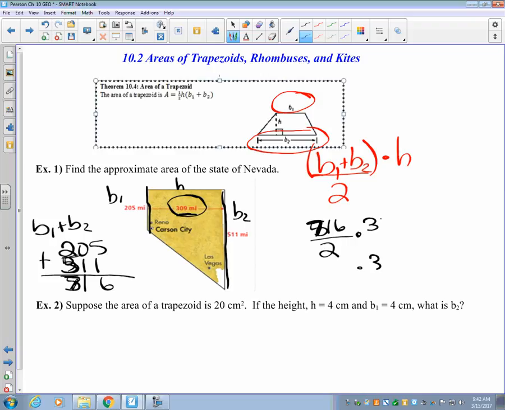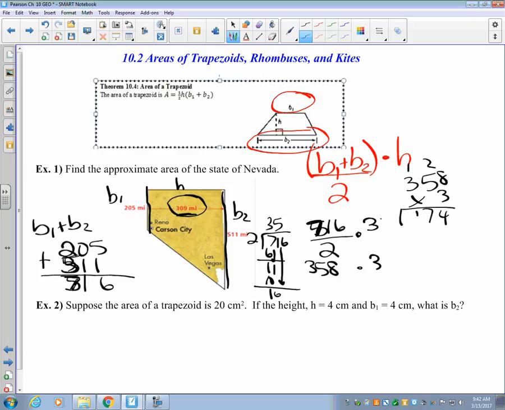So 2 goes into 7 three times with 1 left over. And then we'll write it legit. 2 goes into 11 5 times with 1 left over. 358. Yeah, 358. Then we got 358 times 3. 1,074, and I better doggone check that because square miles, I'm feeling like we should check that.